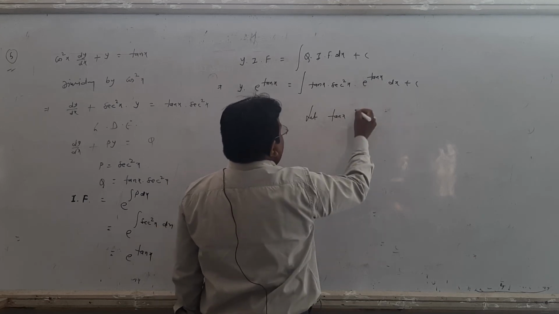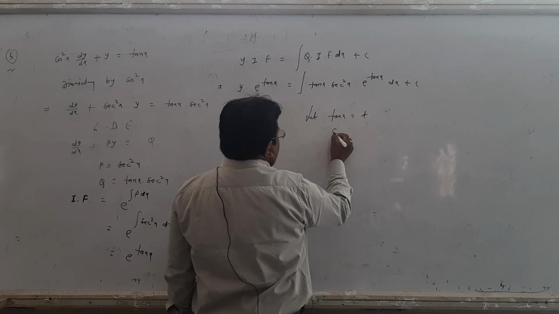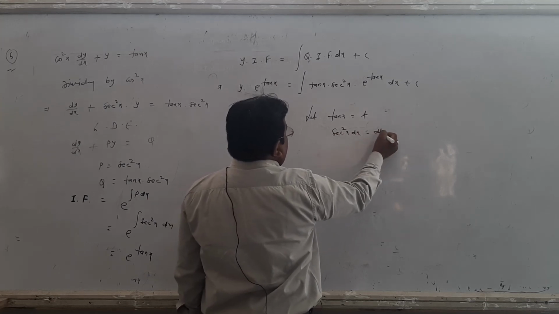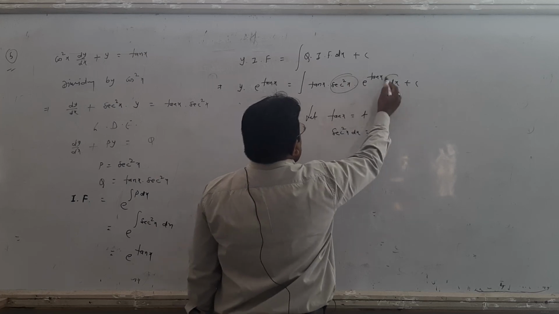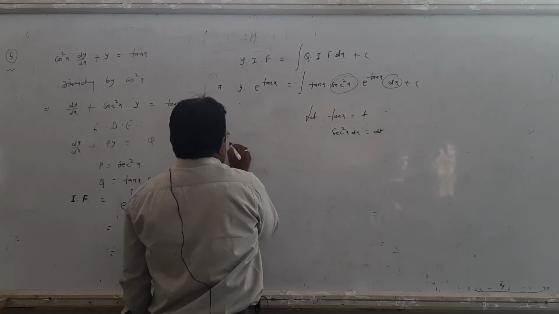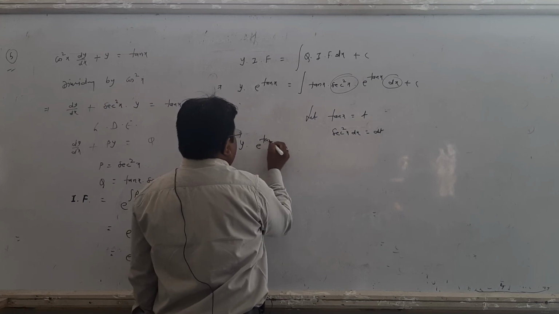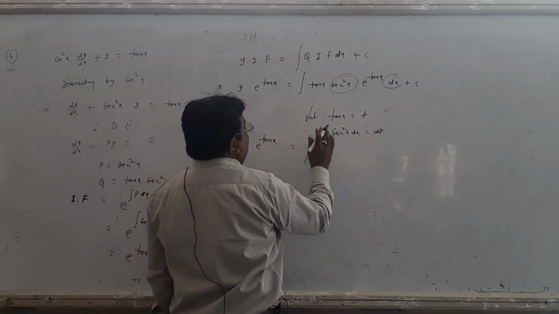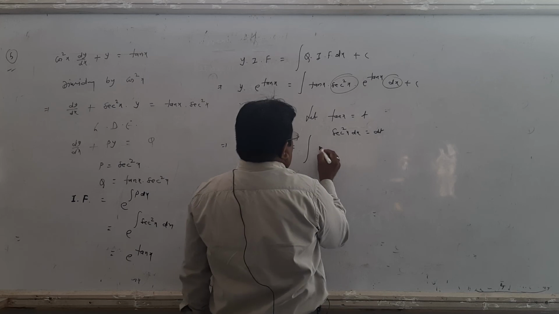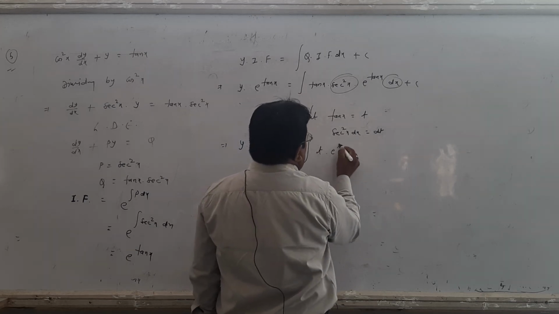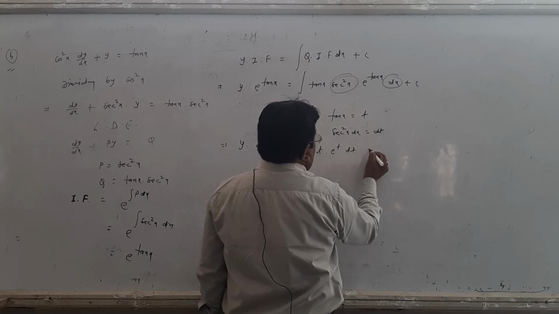Let tan x be t. Why? Since the differential of tan x is sec square x dx equals to dt. That means sec square x dx is replaced by dt. Now y into e raised to power tan x as it is on this side, and only solve the right hand side. So now tan x is t, sec square x dx is dt, then e raised to power t dt.